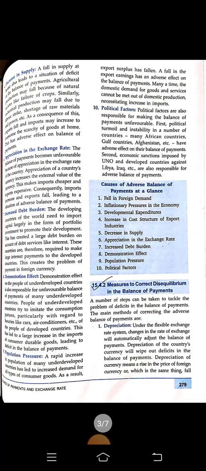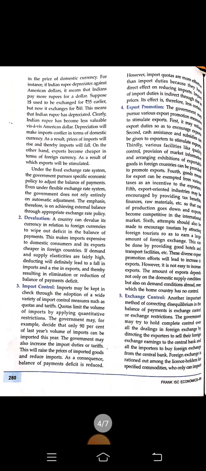Okay, next we are having how to correct the disequilibrium of the balance of payment. Then there are a number of steps. Number 1 is depreciation. Under the flexible exchange rate system, change in the rate of exchange will automatically adjust the balance of payment. Depreciation of a country's currency will wipe out deficits in the balance of payment. Depreciation of a currency means a rise in the price of the foreign currency, or which is the same thing, a fall in the price of the domestic currency.